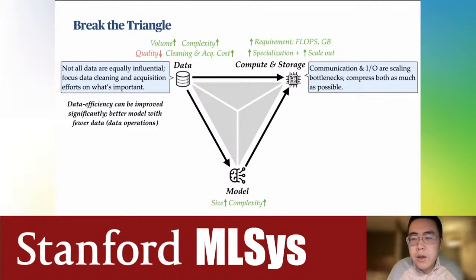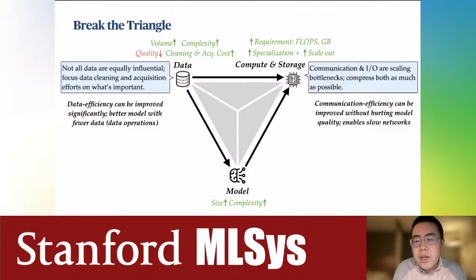We can compress them as much as possible. And what we realized over the years is that the communication efficiency of today's training algorithms can really be improved without hurting the model quality too much. And what that can actually enable is training those big models over a slow network.